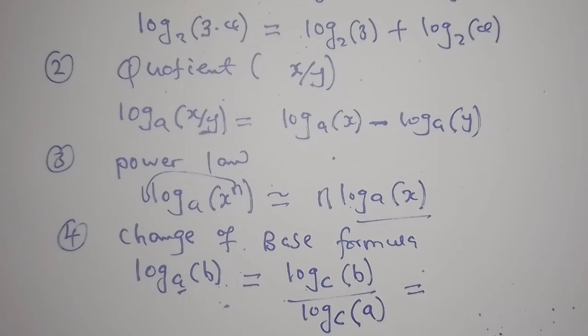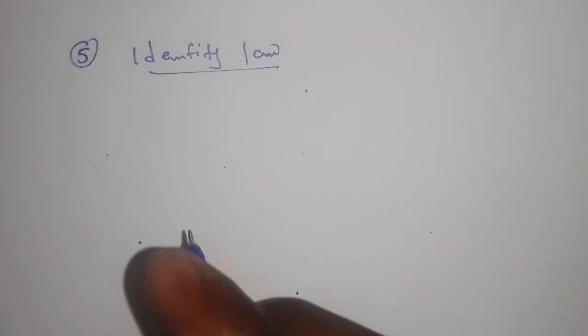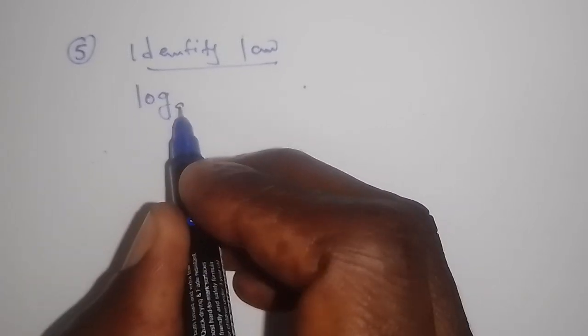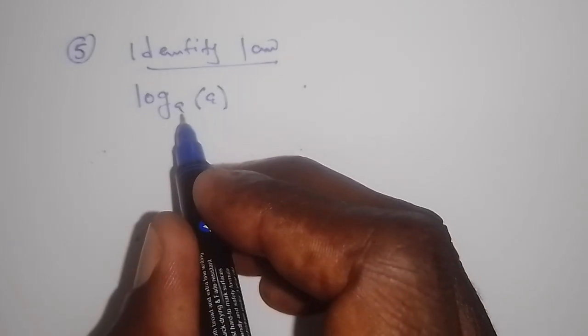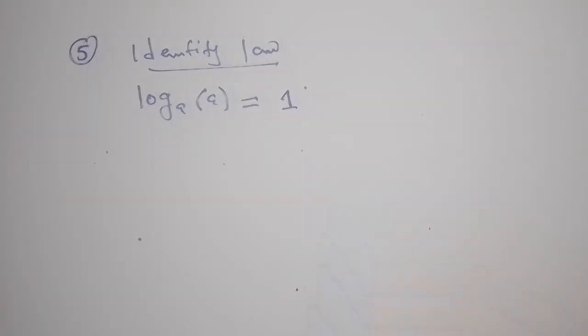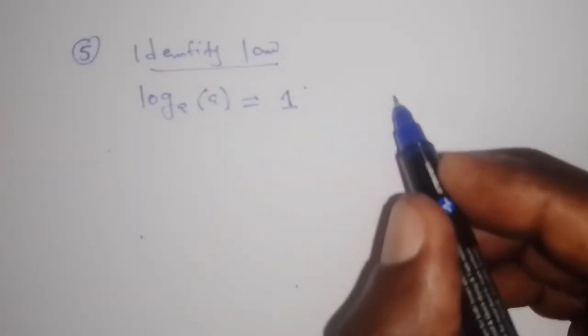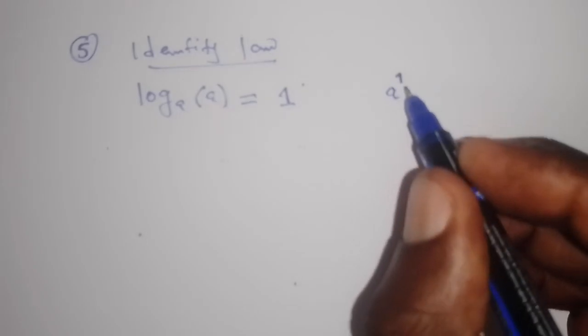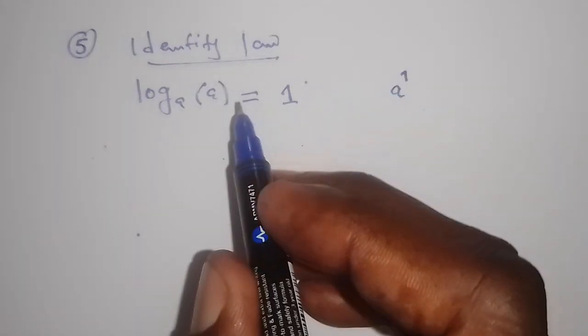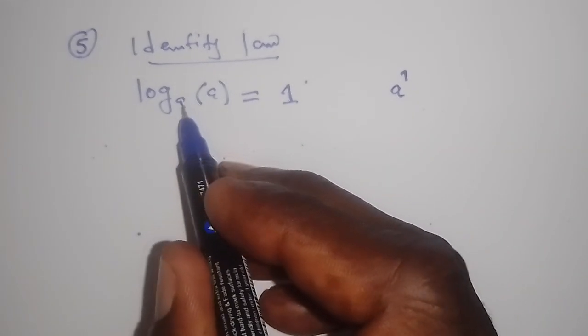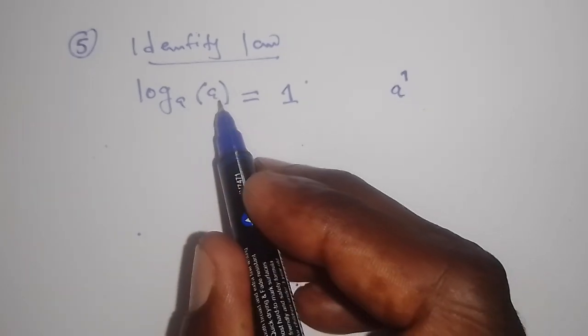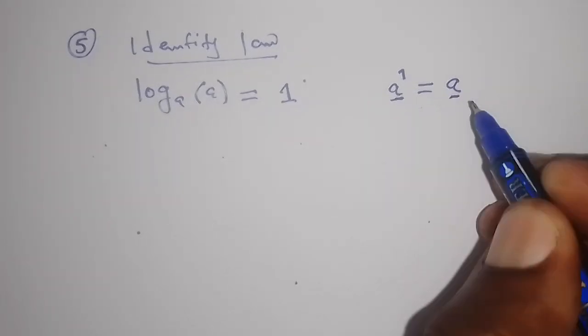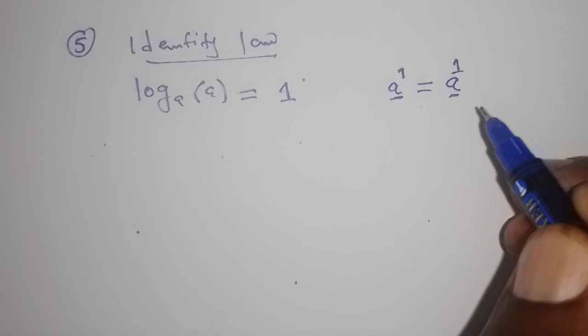And then the last two laws, number 5. The identity law is where you have log a of a, so you have the same thing. If this was 2, this would be 2, and this just gives you 1. Exponentially, you can say: to what number can I raise this a so that the answer is a? If I get the same in exponential form, and the bases are the same, then the powers are also equal.